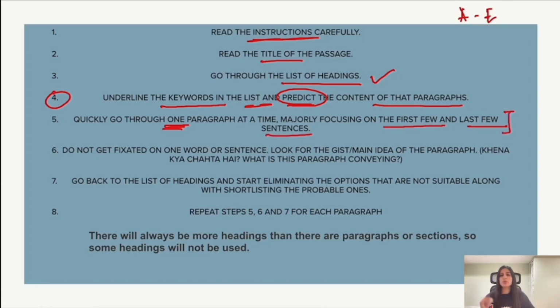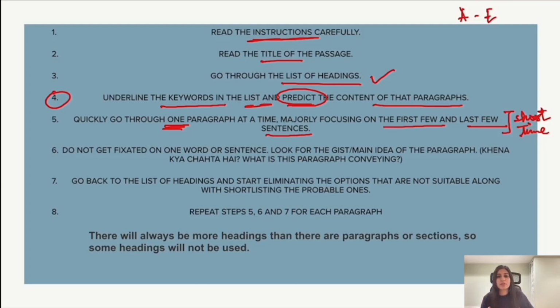This rule has to be ideally applied when you are short of time. If you have enough time, then you do not have to read only the first few and last few. Then you can read the middle part also. But when I say read, it does not mean that you have to read each and every word. You can skim certain sentences if you get the idea of what the paragraph is saying, because ultimately in match the heading type of questions, you have to understand the gist.